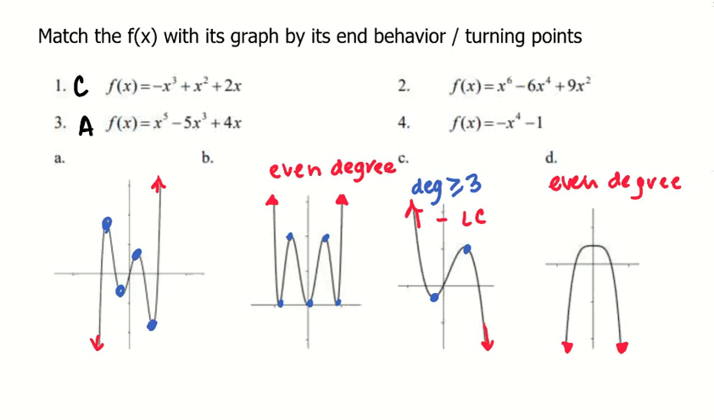Okay, now for B and D, here I've got 1, 2, 3, 4, 5 turns, so the degree is at least 6. Oh, that means it has to be number 2. Right, it couldn't be negative x to the 4 because there's too many turning points. And then over here, you see we only have 1 turning point, so we know the degree is at least 2, and it's got to be even, so it's 2 or 4. But the interesting thing about this is that it is degree 4. So that just goes to show you that you can't just say 1 turning point, it has to be degree 2. It doesn't work like that.